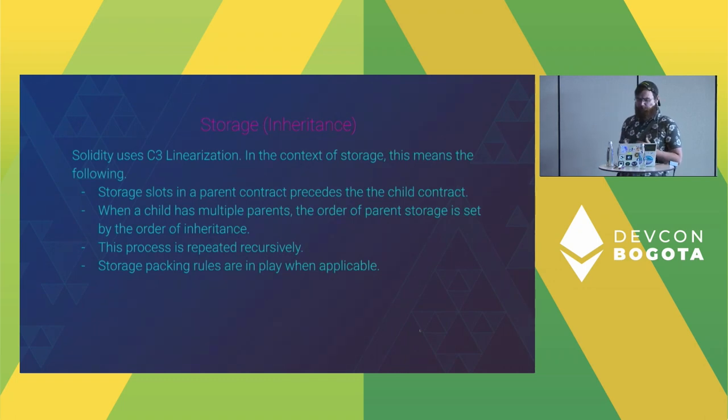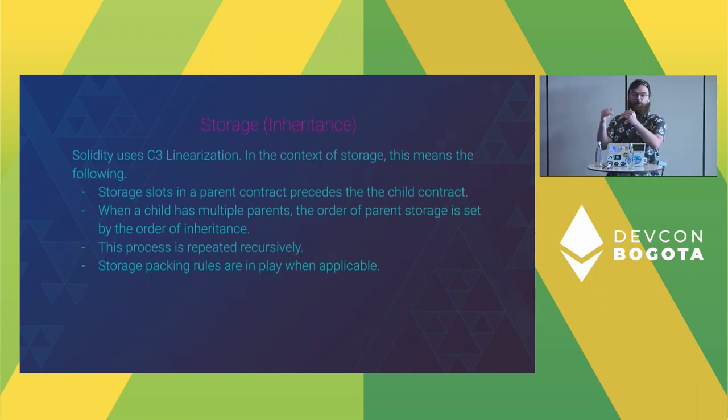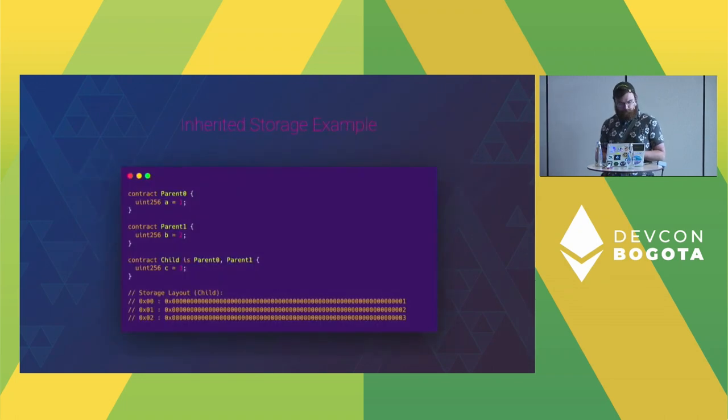One more thing to mention, something that's really important to note, is storage in regards to inheritance. Solidity uses C3 linearization. In the context of storage, this means storage slots in a parent contract precede the child contract storage. When a child has multiple parents, the order of the parents' storage is set by the order of inheritance. And this process is repeated recursively. And storage packing rules are still in play when applicable.